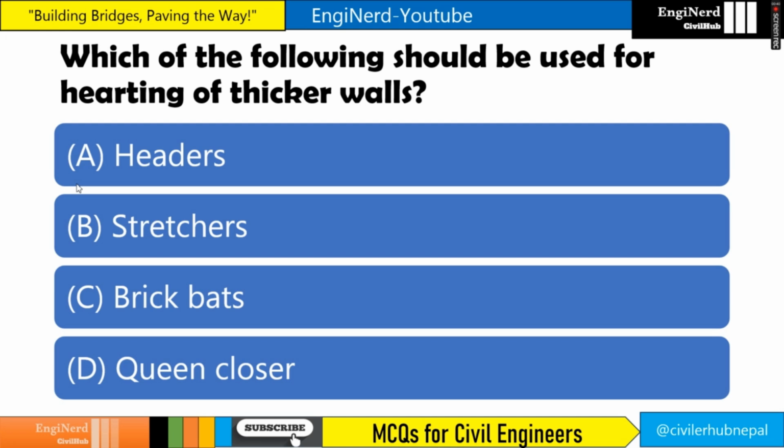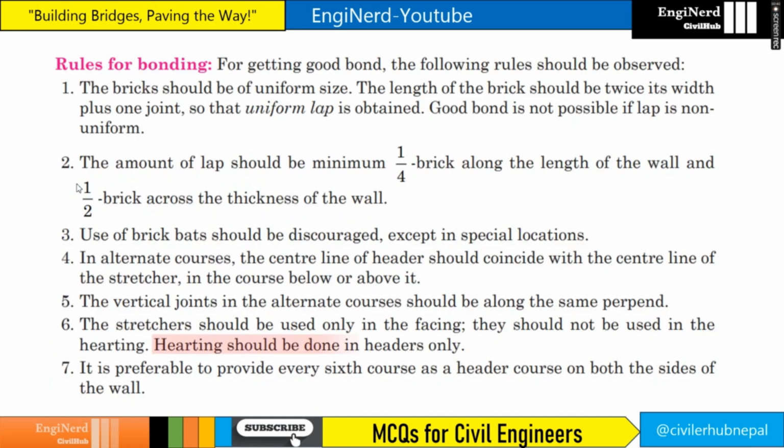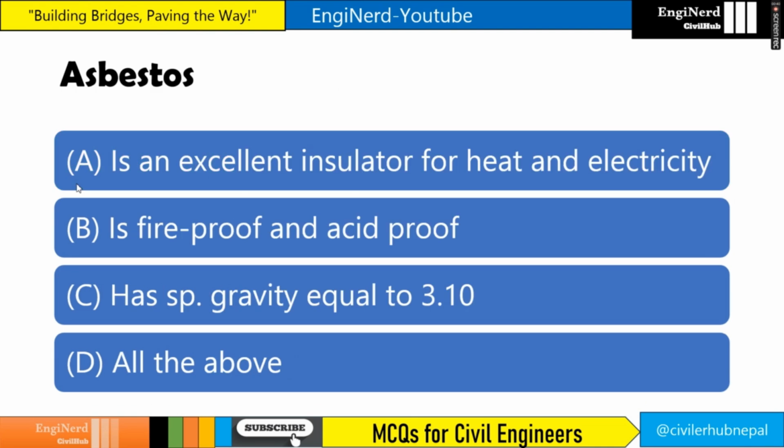Which of the following should be used for heading of the thicker walls? Headers, stretchers, brickbats, queen closure. If you see here, heading should be done in headers only. So the answer will be headers.